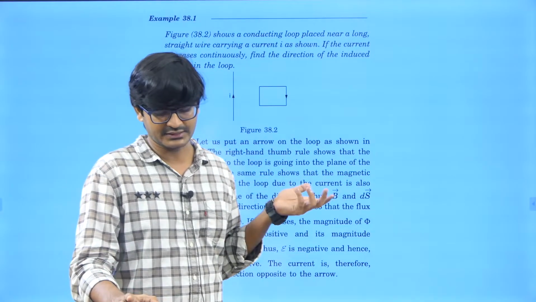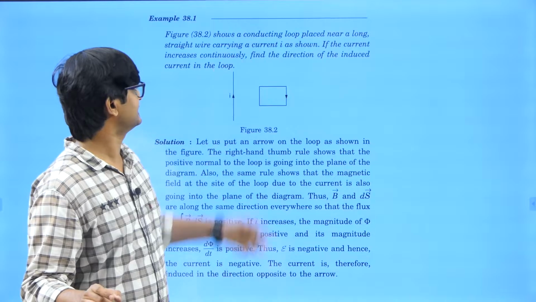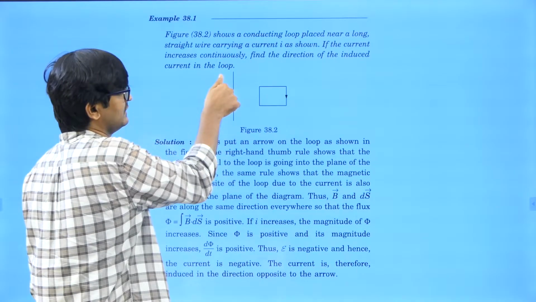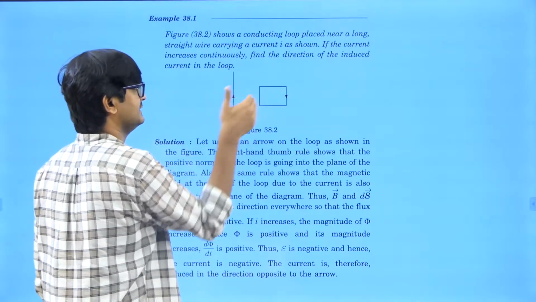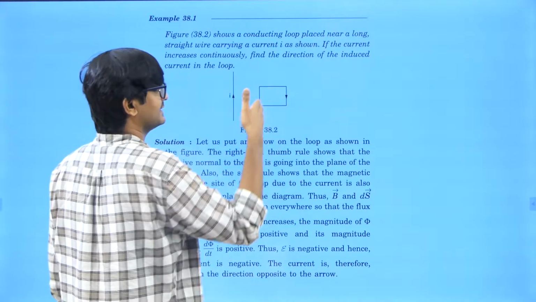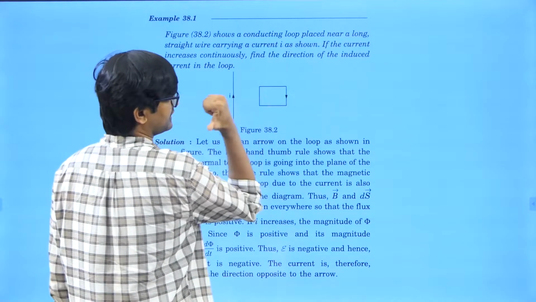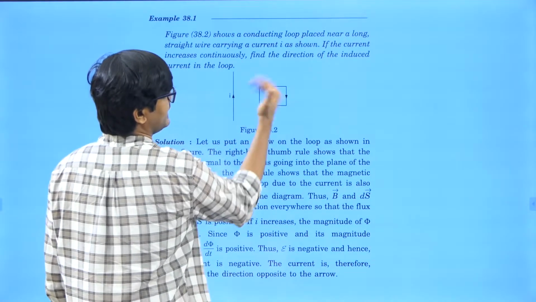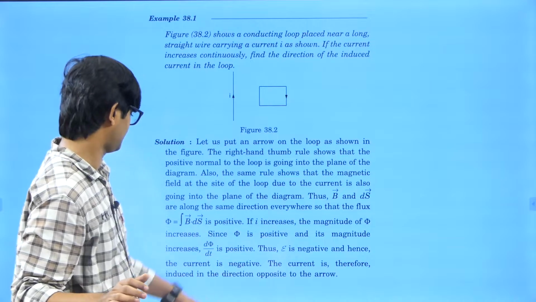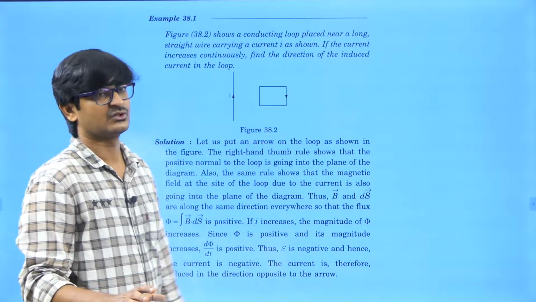Now if you look at this question, here the loop is not moving in the magnetic field, the current is increasing continuously. If the current is increasing continuously, what will happen? The magnetic field here is increasing continuously, so the flux is increasing continuously. If the flux is increasing continuously, then the induced current will try to oppose the flux, right? So the induced current will be in the anti-clockwise direction. Right? So what is the reason here?